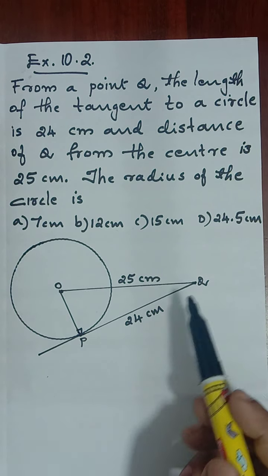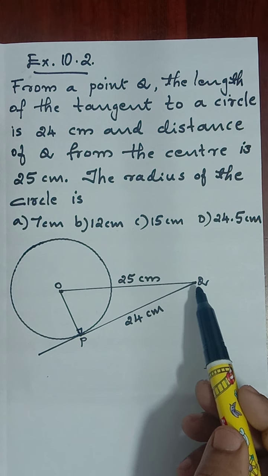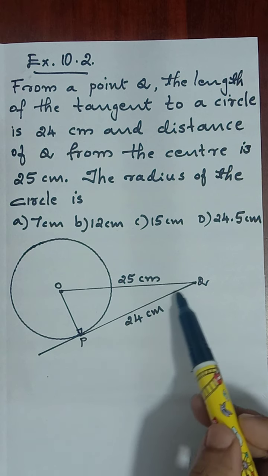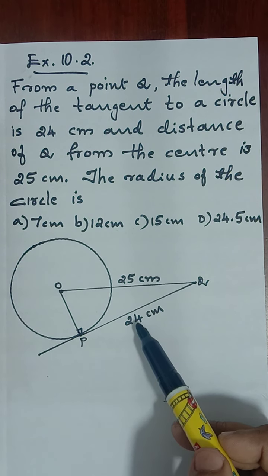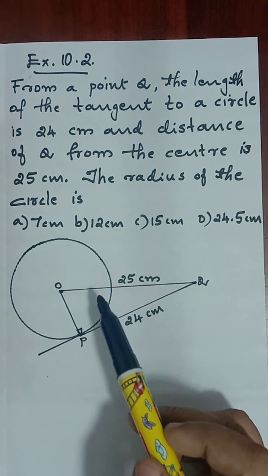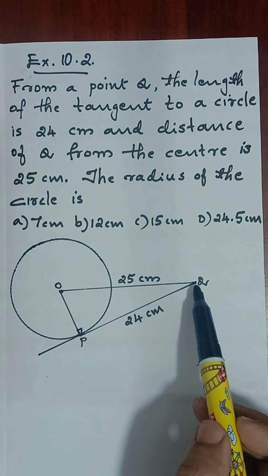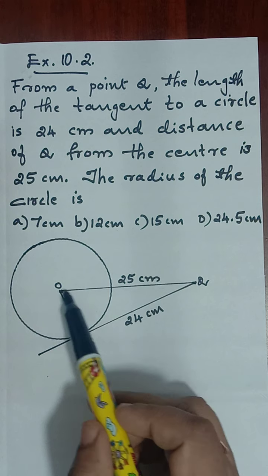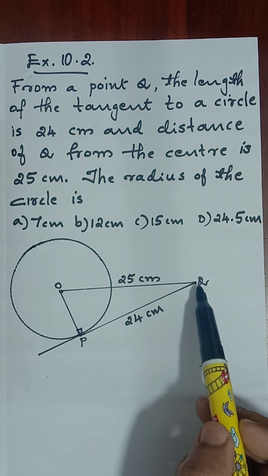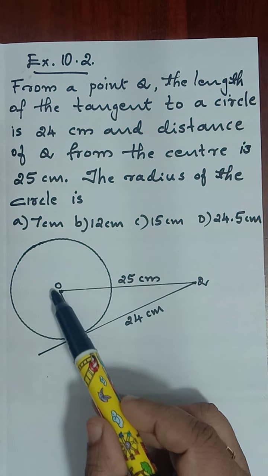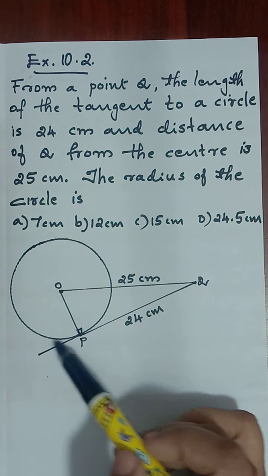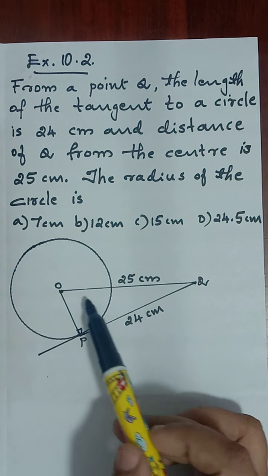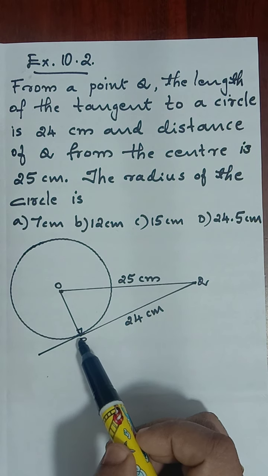From a point Q, the length of the tangent to a circle is 24 centimeter. PQ is the tangent, so the length of the tangent is 24 centimeter. The distance of Q from the center is 25 centimeter. Then the radius of the circle, OP, is asked. The figure is not given, so we are drawing the figure as it is. Then we have to find out what OP is.